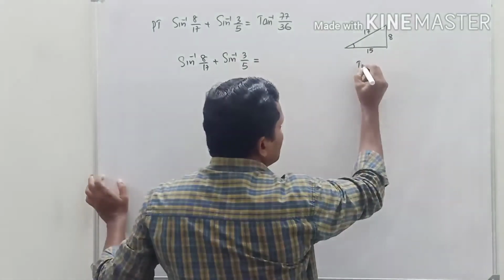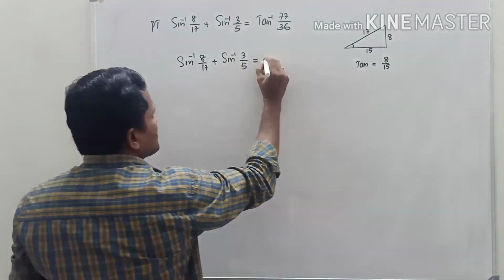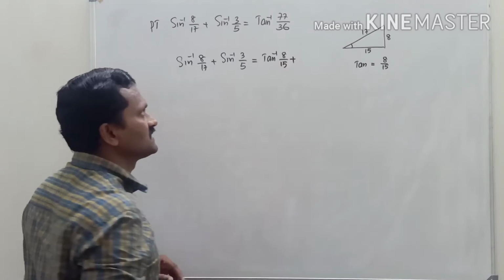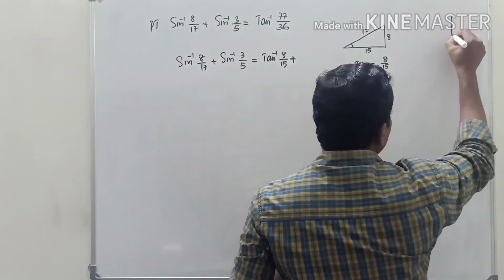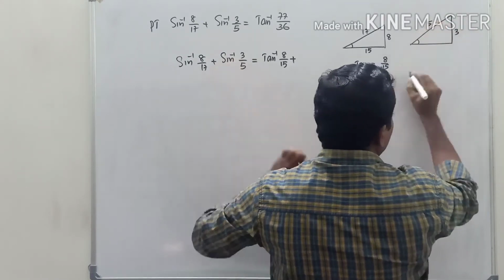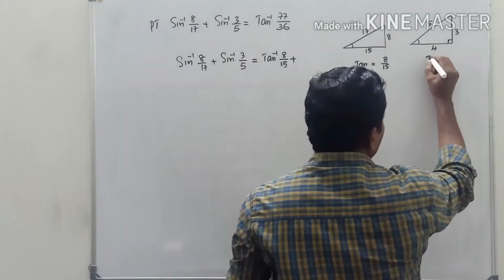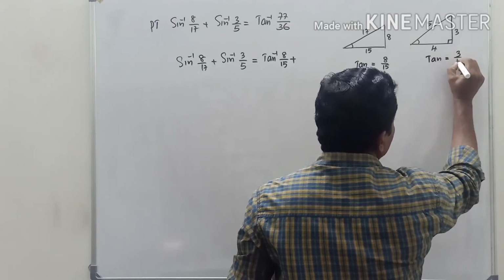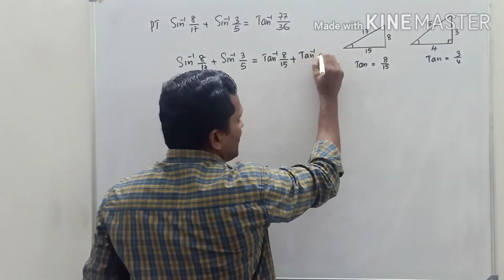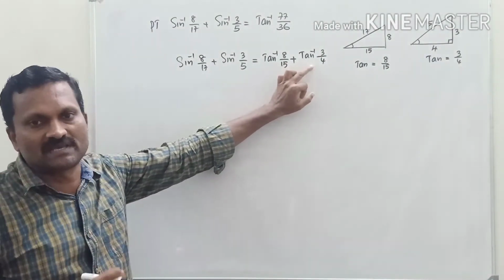Then in this figure, tan of the angle equals 8 by 15, take it as tan inverse. That is tan inverse 8 by 15 plus. Second figure. Again draw a right triangle, given the sin means opposite by hypotenuse, by using Pythagoras theorem the third side is 4. And in the second figure, tan of the angle equals 3 by 4. So sin inverse 3 by 5 can be taken as tan inverse 3 by 4. Now it is of the form tan inverse x plus tan inverse y.